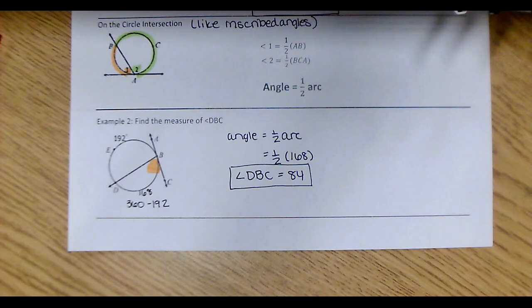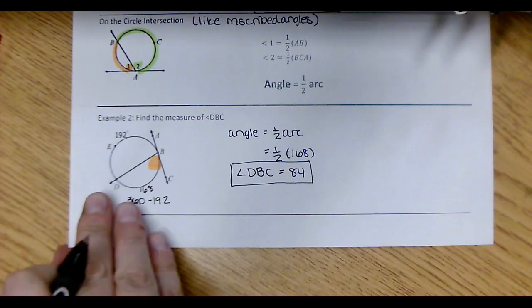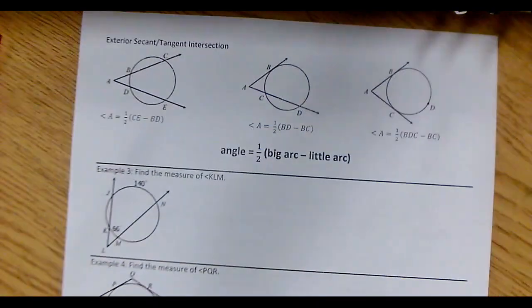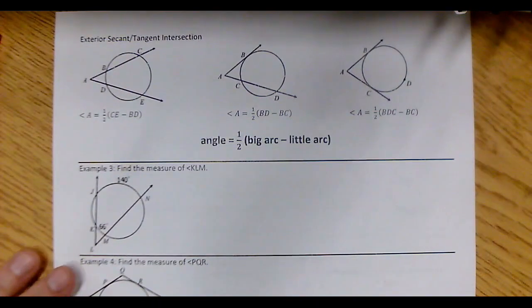So not too bad, especially after having practice with those inscribed angles before. Let's look at our next one. This one I think is actually one of my favorites. So we're looking at an exterior secant or tangent intersection. You can kind of see a couple of different situations how these could be drawn.